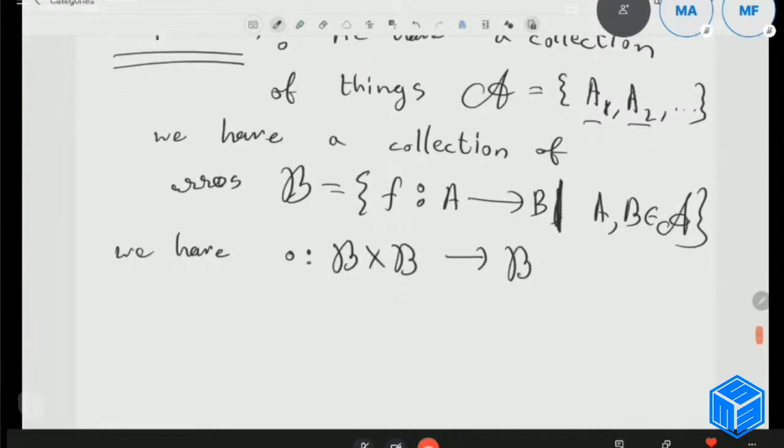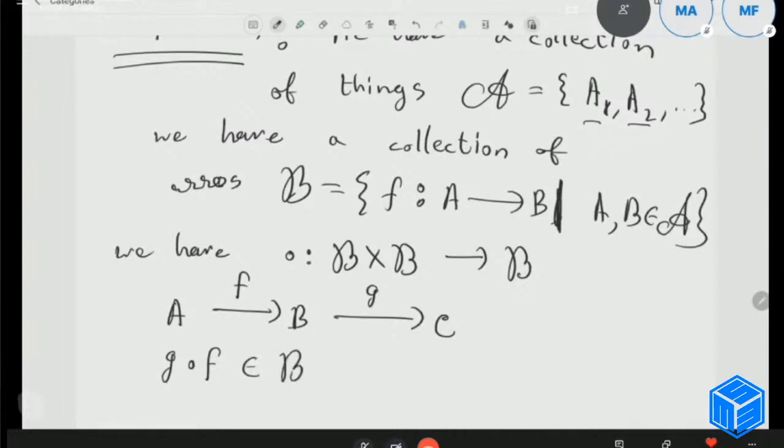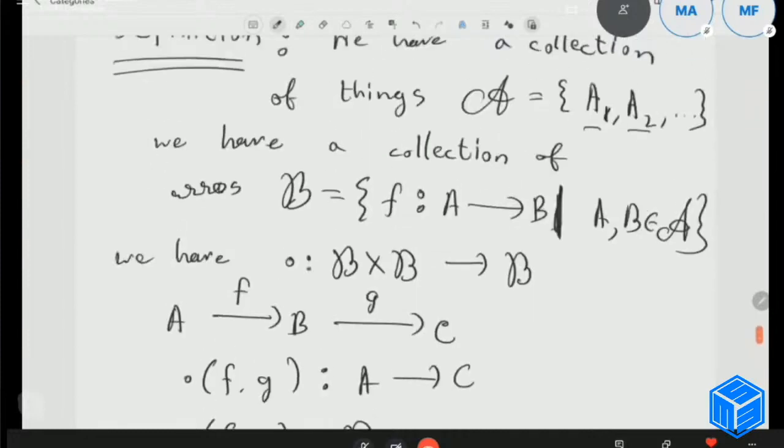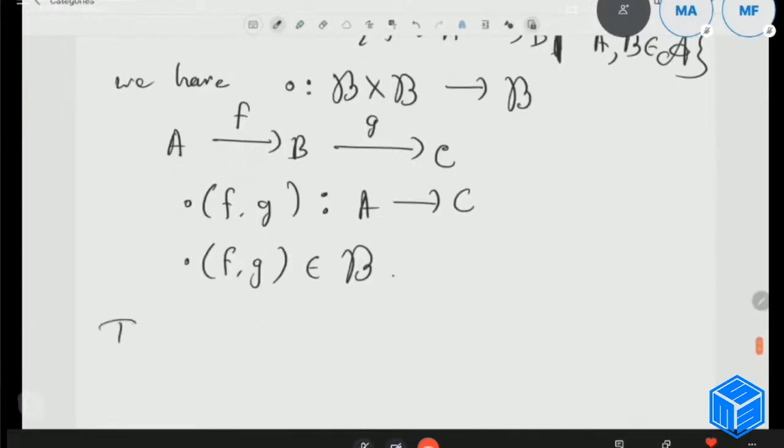Whenever two arrows in B are composable, by which I mean if we have an arrow from A to B and an arrow from B to C, then we have an arrow from A to C, and this is in script B. That's the structure there. And, of course, this is associative.